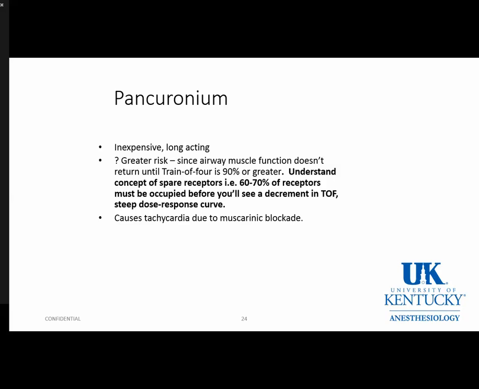So let's look at some of the drugs. Pancuronium is inexpensive, long-acting. There's a greater risk of it hanging around for a long time. One can be confused into thinking that a patient is completely reversed from a neuromuscular blocker. And this is the concept of spare receptors. You can ask them for a sustained head lift, for example, or look at the train of four. And if it looks normal to your eye, they can still have 30 to 40% of their receptors bound.